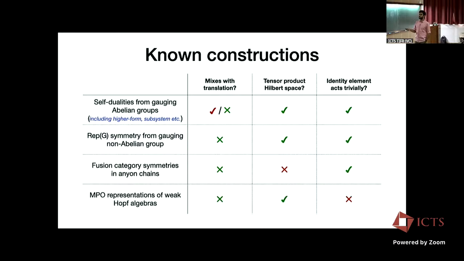And there are also MPO representations of what are called weak Hopf algebras. I'll be talking about Hopf algebras, but weak Hopf algebras are slight generalizations. One funny thing there is the identity element acts in a non-trivial way. So if you wanted the identity to act trivially, that's like projecting to the identity symmetric sector. So if you want to get a check mark on here, you lose this. You lose the tensor product. There's some interesting interplay going on between all of these 3 things.